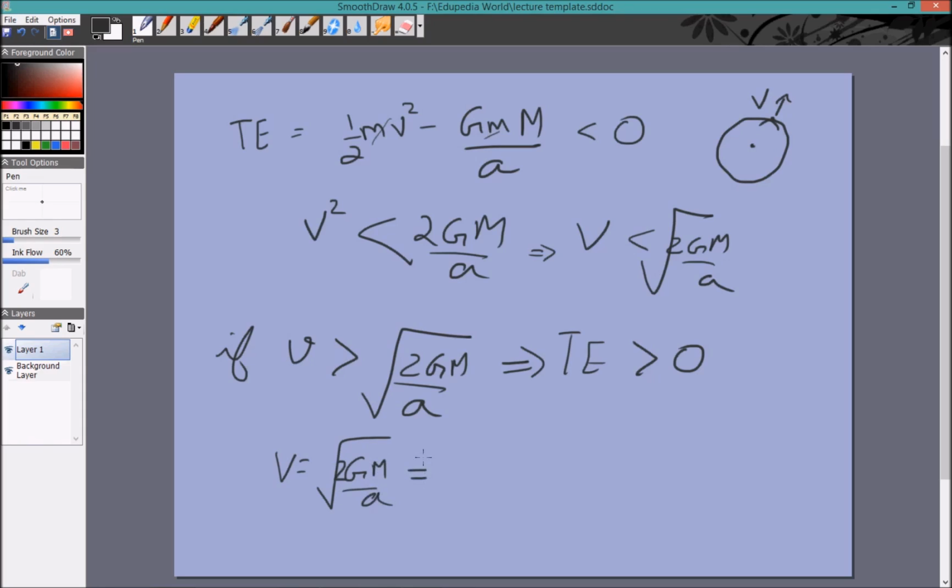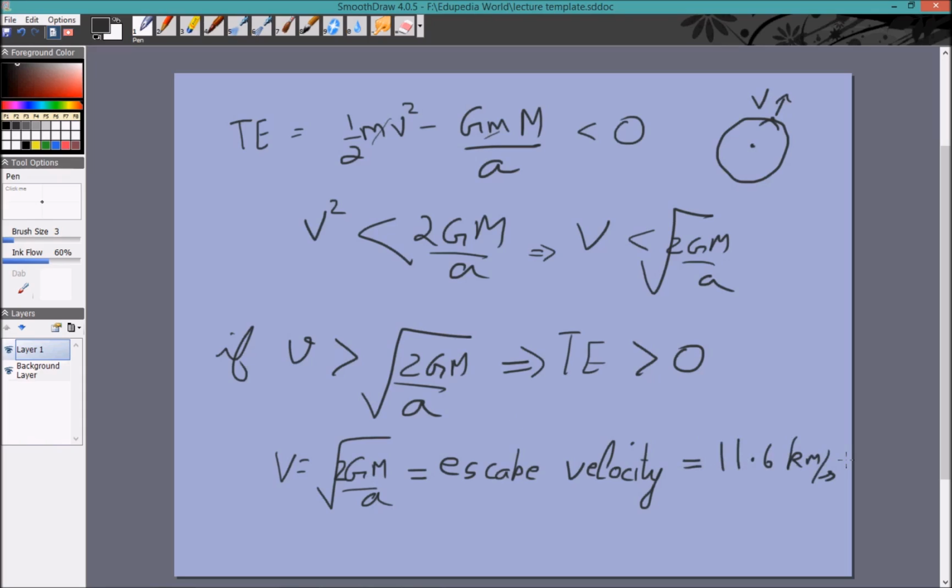And that is called the escape velocity for any planet. For the earth, if you put the mass of the earth and the radius of the earth in, it comes out to be around 11.6 kilometers per second.